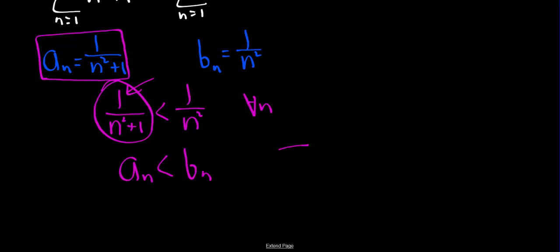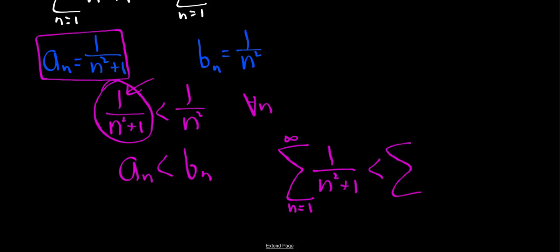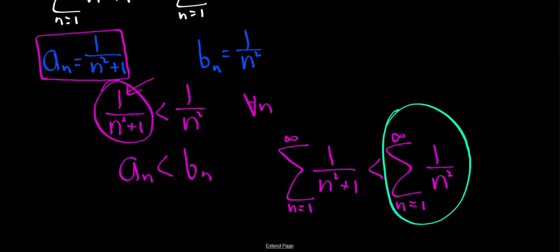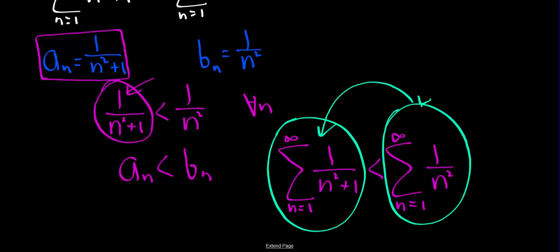Therefore, we could conclude that if you look at these two series, this is going to be less than this. Okay? This is going to be true. Now, what if that one converges? What does that say about this one? Well, if this one converges, and this one right here is less, then it must also converge. And this is the direct comparison.